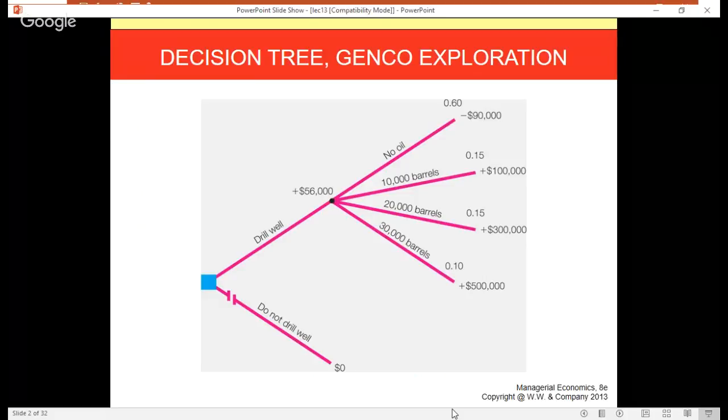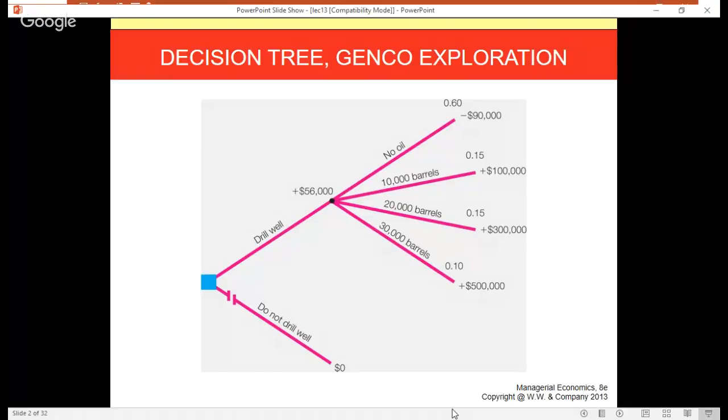Okay. So I have a choice. In this case, my expected profit is 56,000 from drilling the well, and not drilling is 0. We're going to do this later on. If I'm risk neutral or risk seeking, I'm definitely going to drill the well. If I'm risk averse, then I may or may not drill the well depending on how risk averse I am, because there's a possibility that I'll lose 90,000.